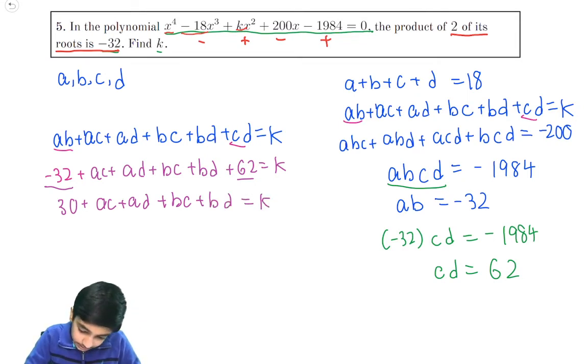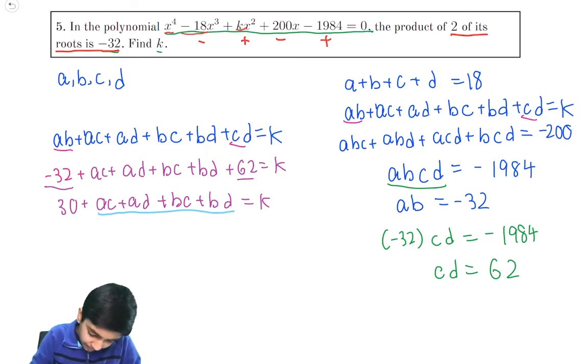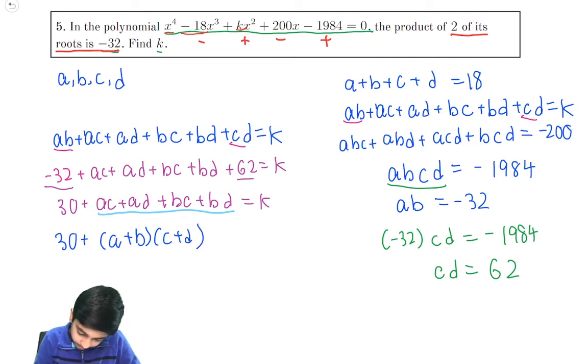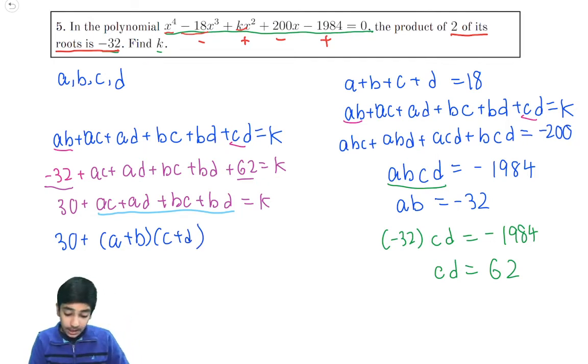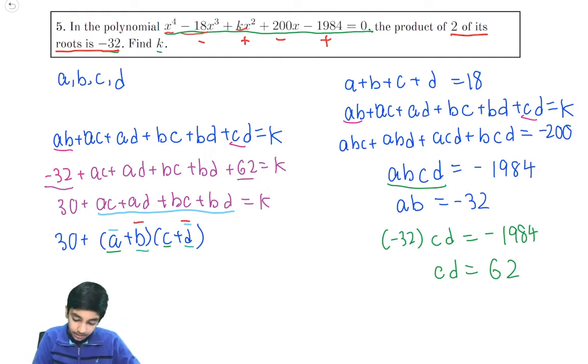So what do you notice about this expression right here? What is this expression really? We can simplify it to get 30 plus (A plus B) times (C plus D). Because if you think about it, we're multiplying A times C, A times D, B times C, and B times D. So we're getting all four terms that we need, the other terms that we didn't already have.